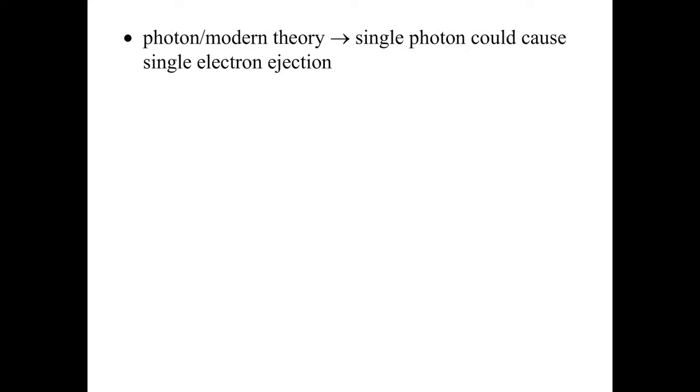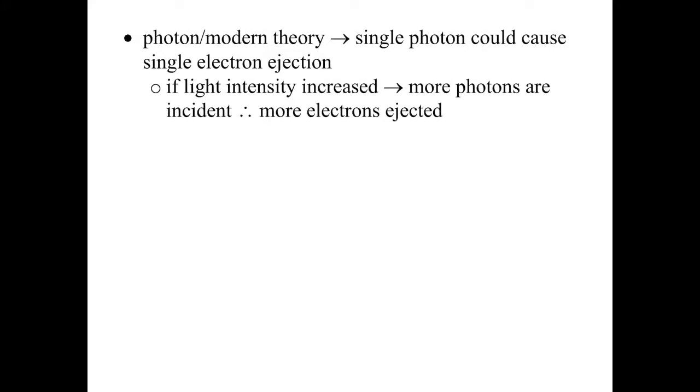So that's why we came up with a theory of photons and the fact that light can act as particles, because it does. This is what's actually happening: a single photon can cause a single electron to eject. Okay? So if the light intensity is increased, then more photons are incident and therefore more electrons are ejected. That's really important. More light intensity means more photons. And it's really, really important that you are able to put those two together.